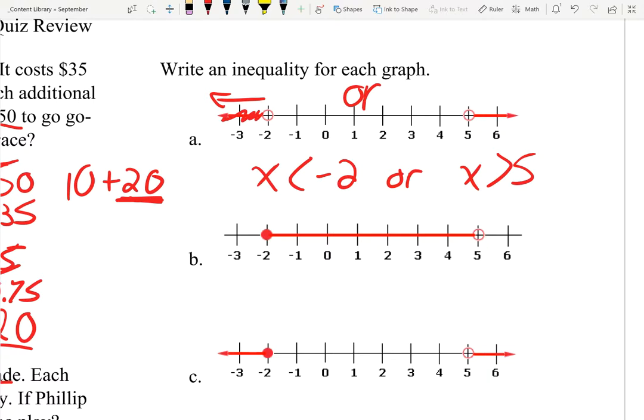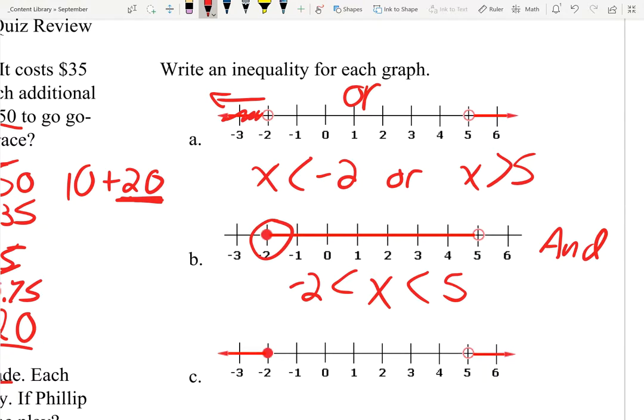Now, if you look at B, this is an AND inequality. You can tell it's an AND inequality because it's shaded in between. The two shades converge here in the middle. They're not going opposite ways like in A. So for an AND inequality, you start by writing it like this. It always has the x in the middle, with the inequality signs going the same way. And it starts from -2 and ends at 5. Now, there's one little catch: this is a closed circle at -2, so it could equal -2, but it's an open circle on 5, so I'm just going to leave it as a regular sign for 5.